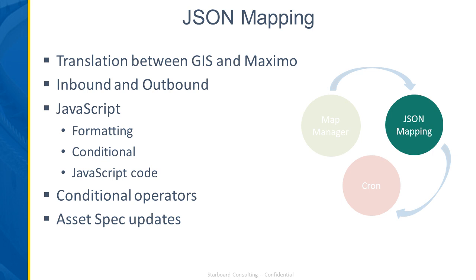All right, so now we're going to talk a little bit about the JSON mapping. Like I've said, the JSON mapping is the translation between GIS and Maximo, how we get those attributes to align and translate between both systems. We use it for both inbound and outbound messages coming into Maximo and going out. And JSON stands for JavaScript Object Notation.